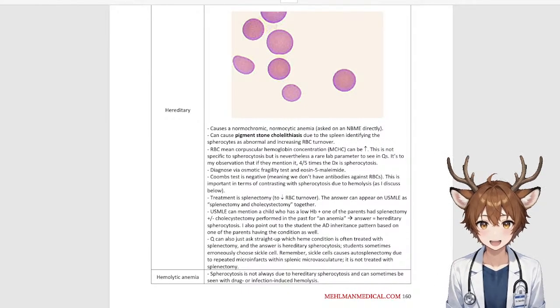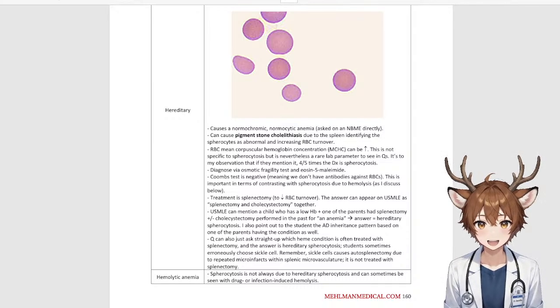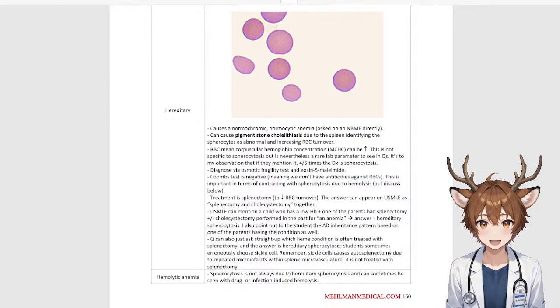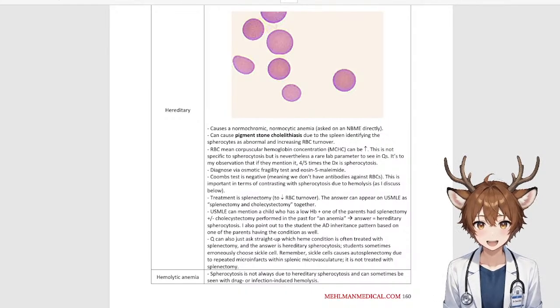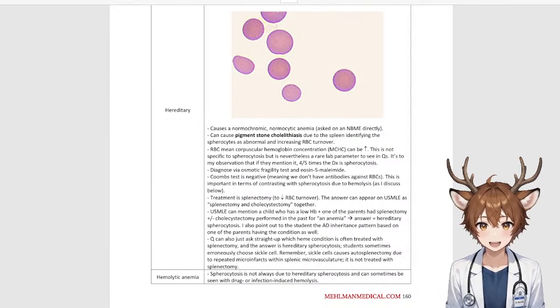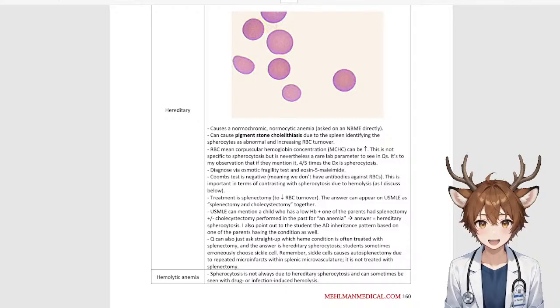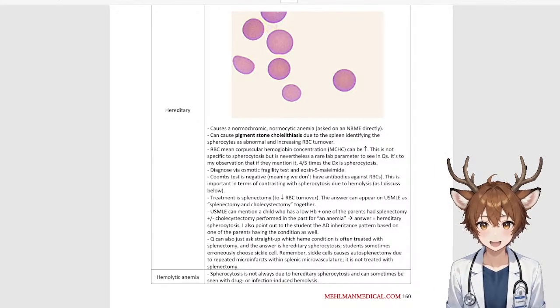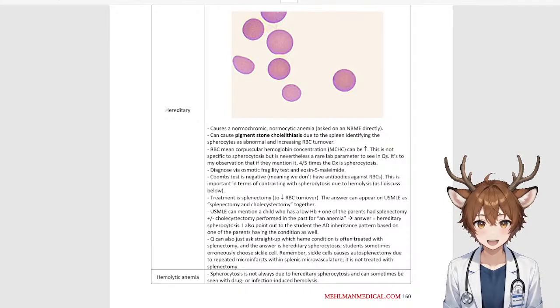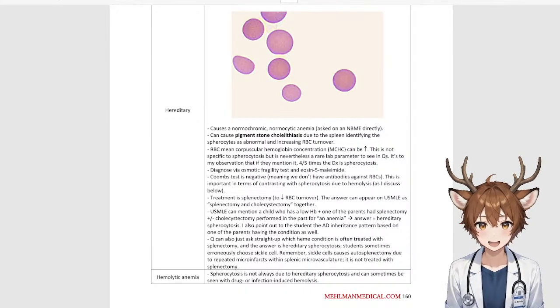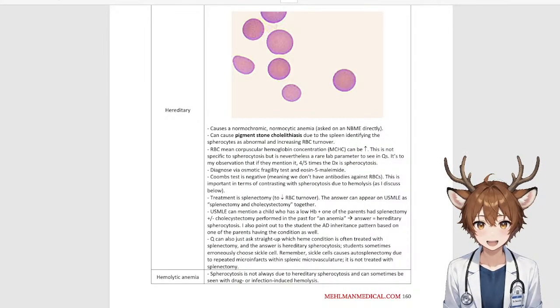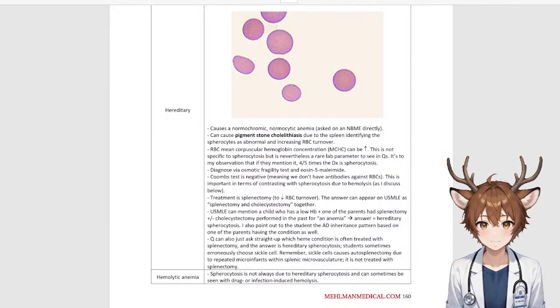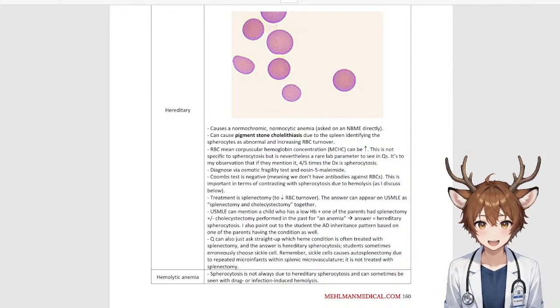Treatment is splenectomy to decrease RBC turnover. The answer can appear on USMLE as splenectomy and cholecystectomy together. USMLE can mention a child who has a low hemoglobin plus one of the parents had splenectomy plus or minus cholecystectomy performed in the past for an anemia. The answer should be hereditary spherocytosis. I also point out to the student the autosomal dominant inheritance pattern based on one of the parents having the condition as well. The question can also straight up ask which heme condition is often related with splenectomy. The answer is hereditary spherocytosis.